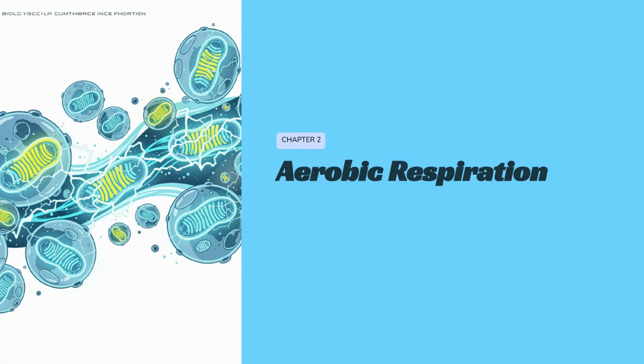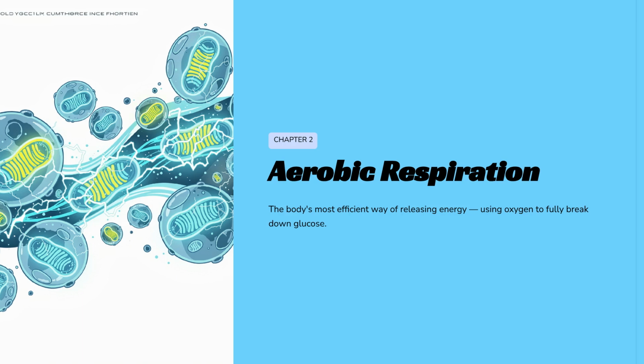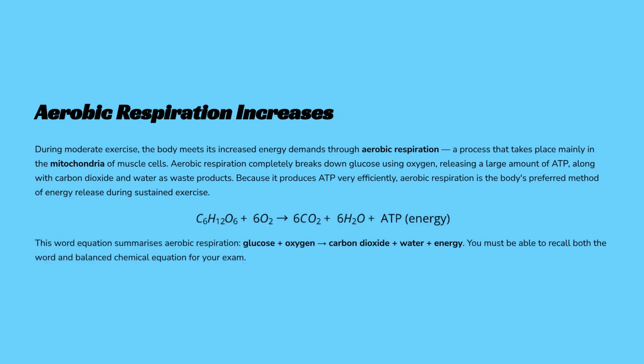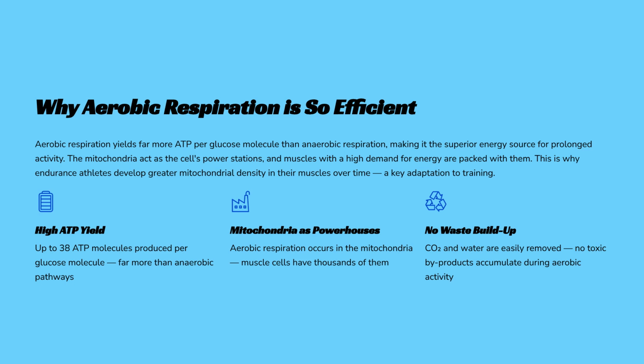Chapter 2 focuses on aerobic respiration. This is the body's most efficient way to release energy by using oxygen to break down glucose. Aerobic respiration occurs in the mitochondria. The word equation is glucose plus oxygen yields carbon dioxide, water, and energy. Remember this for your exam. Aerobic respiration is efficient because it produces a high yield of ATP and has no toxic waste buildup, making it perfect for prolonged endurance activity.